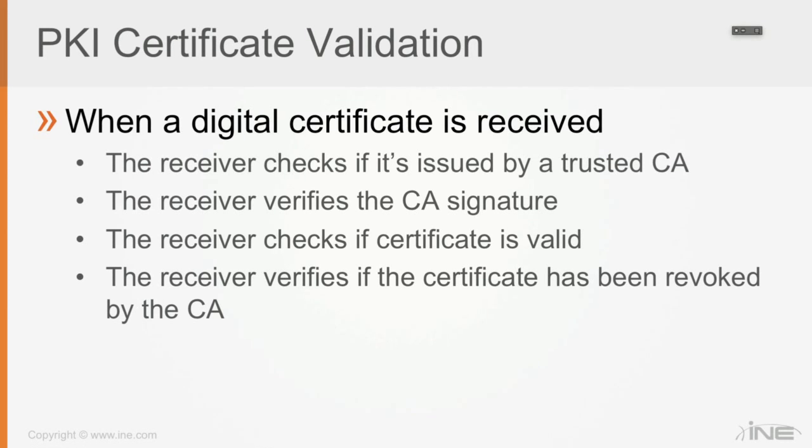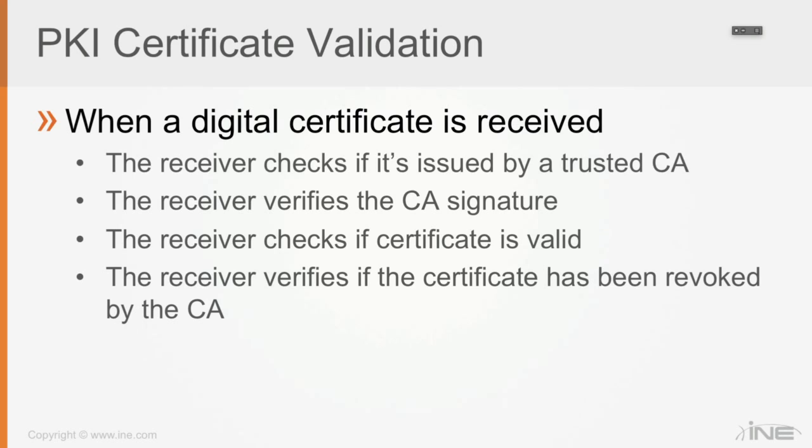So now when somebody receives a certificate, which means the other side's public key and identity, the receiver checks first if it's issued by a trusted CA. Like when you go to the airport and they verify your passport, the first thing they do is, before they scan it, of course, they look at who issued that passport, what government, do we trust that government?